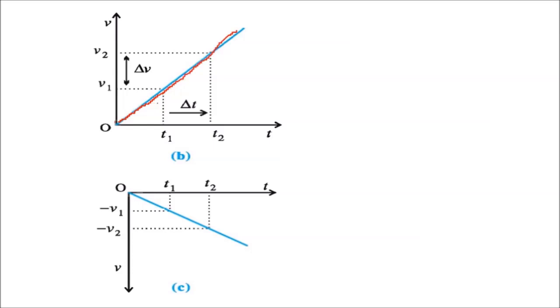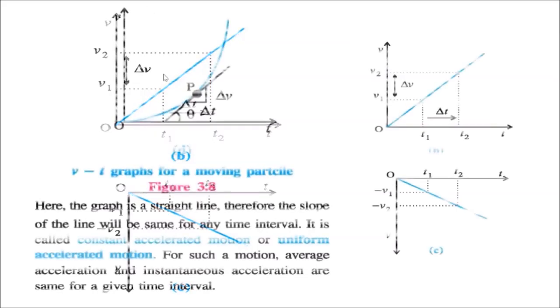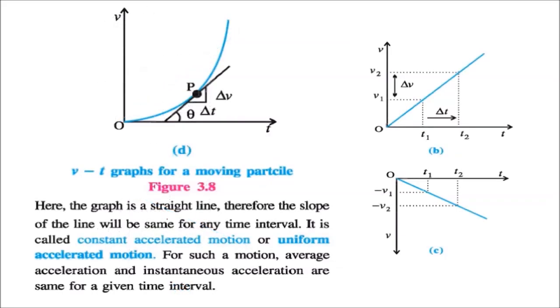So the graph can be a straight line like this. The slope of this line will be the same for any time interval. In this case we say the object is having a uniform accelerated motion, that is, a constant accelerated motion. For this motion, the average acceleration and the instantaneous acceleration, at any single point, will both be the same. I'll come to this in a short while.